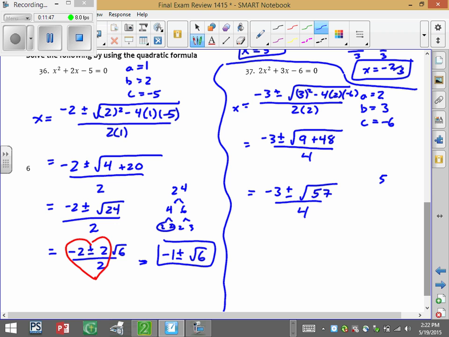I know that 57 will break down to 3 and 19, but it doesn't break down any further. There's nothing in the heart, so your final solution for number 37: negative 3 plus or minus square root of 57 divided by 4.